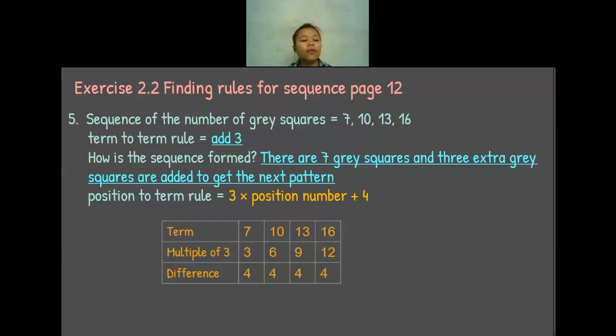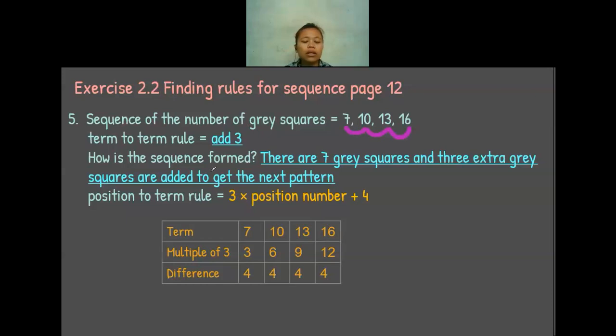So to find the term to term rule, I just need to find the difference. From 7 to 10, I have to add 3. From 10 to 13, I have to add 3. From 13 to 16, I have to add 3. So that's why the term to term rule here will be add 3.